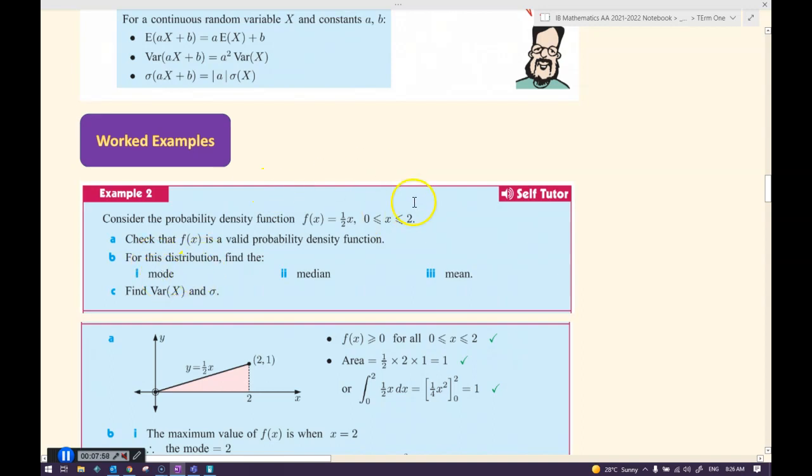Find the mode. The easiest way to tell is graphically, isn't it? You just look for the highest value. The mode is clearly going to be 2. That's the highest value of the graph.